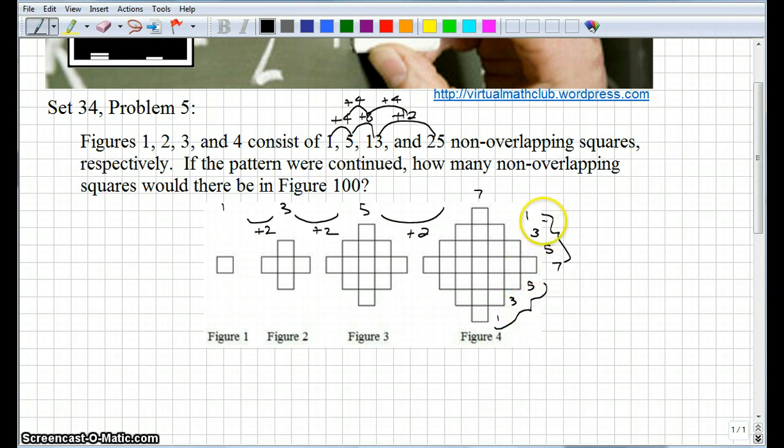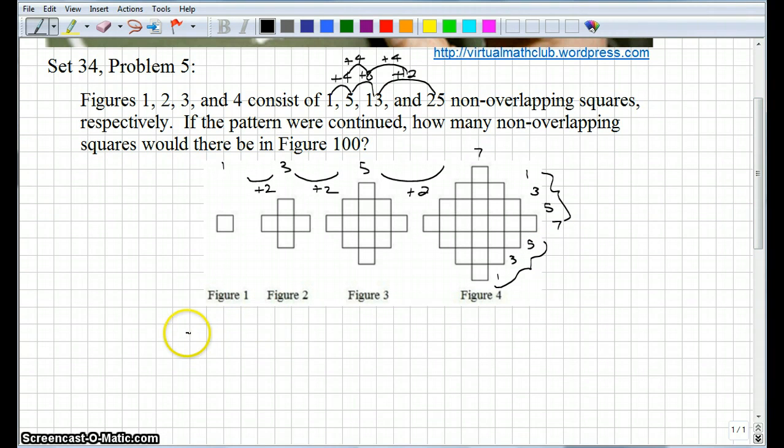Okay, so if we can figure out the width, and if we know that each subsequent row above and below the longest row is just 2 less than the one above it, then we have a chance of getting an answer here. Alright, so let's look at the pattern of the widths and see if we can figure out what the width is of the 100th figure in this series. Okay, so our sequence looks like 1, 3, 5, 7, just all the odd numbers.